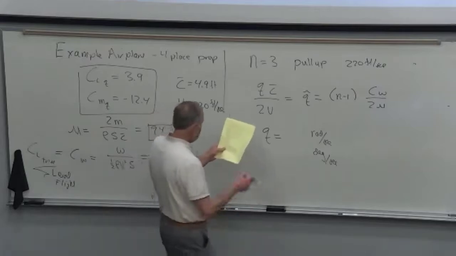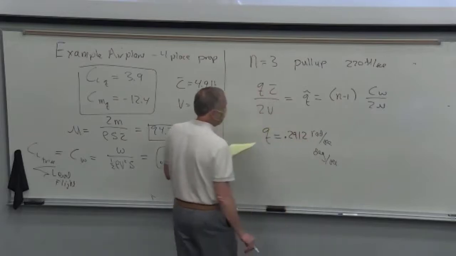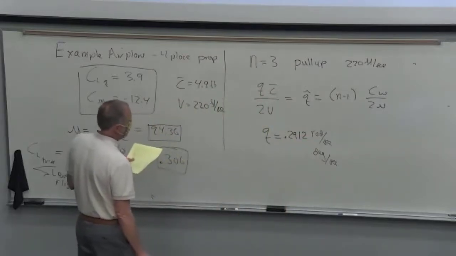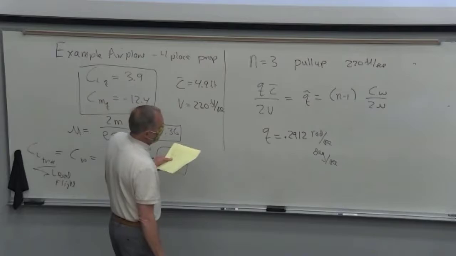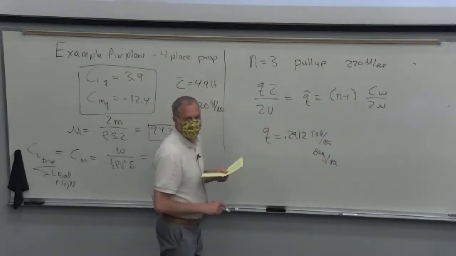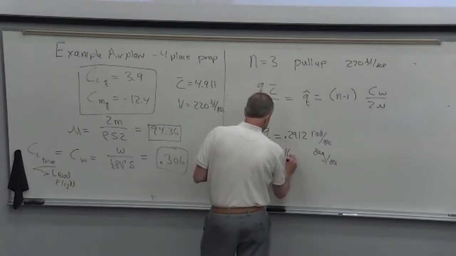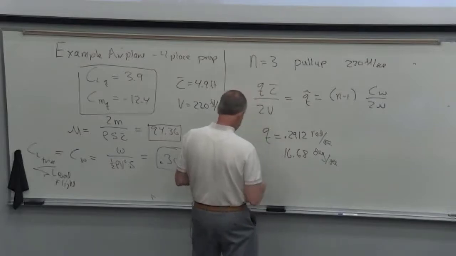So hopefully you're getting a number like 0.2912. And if you work the units on this, it comes out dimensionless. So that's how you know that it's radians. And then this turns out to be 16.68 degrees per second.